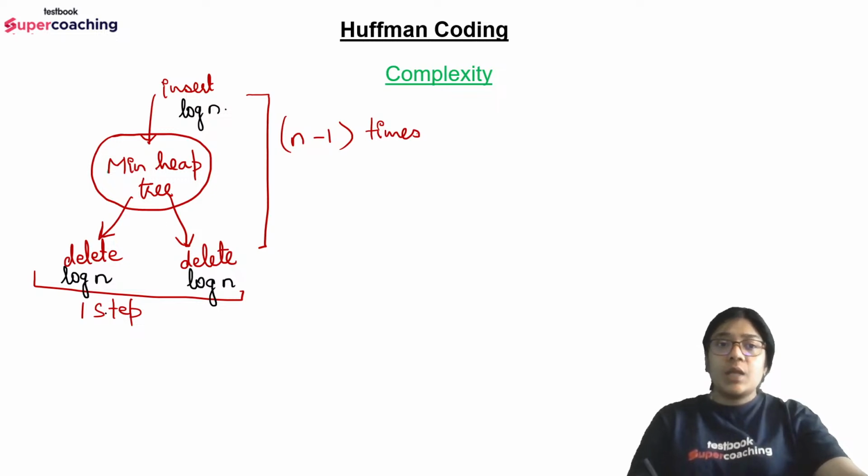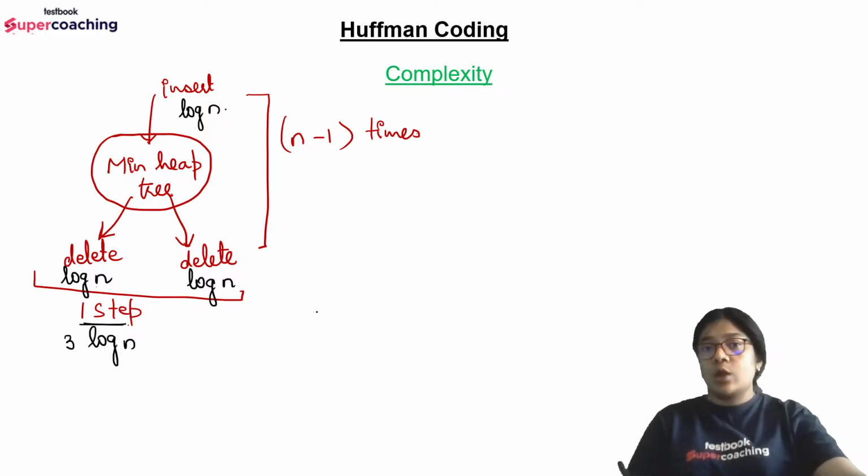So एक step के अंदर 2 delete और एक insertion operation हो रहे हैं. That means it is taking 3 log n. For one step, this is taking 3 log n. और हम कितनी बार step को repeat कर रहे हैं? We are repeating this for n minus 1 times. n minus 1 times में हर बार ये 3 log n ले रहे हैं.